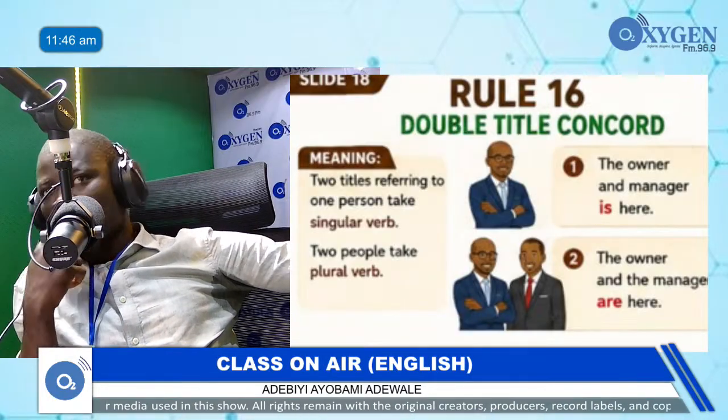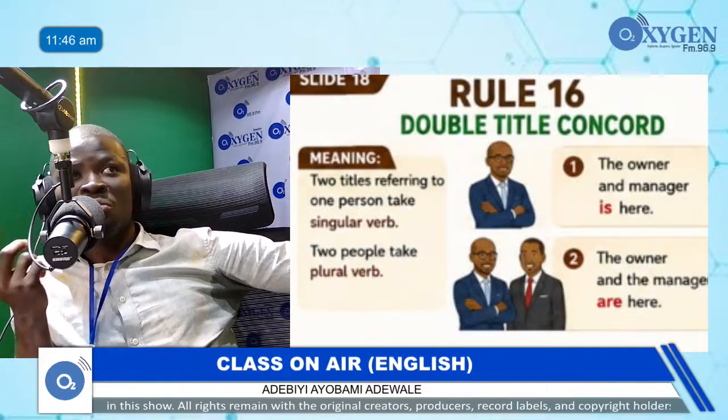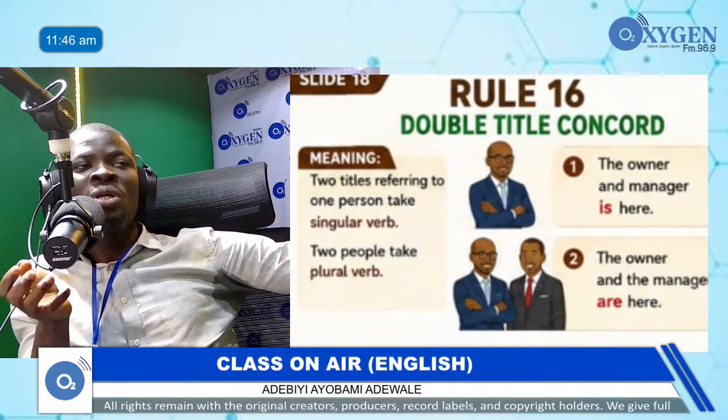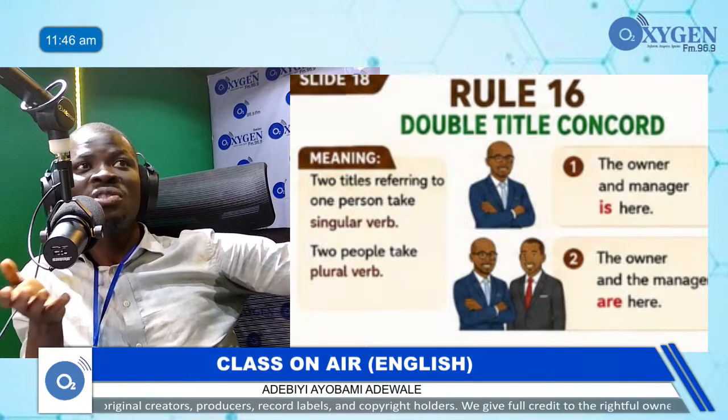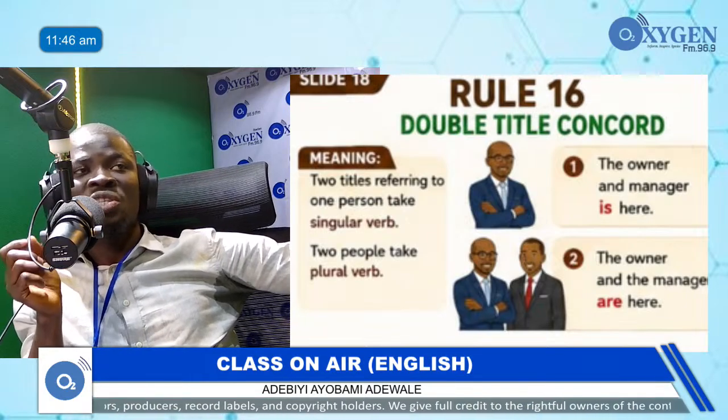We call it nominal descriptive. So we call it double title concord too, and it has several names too. It's one of those discourses in the universal grammar of the English language.